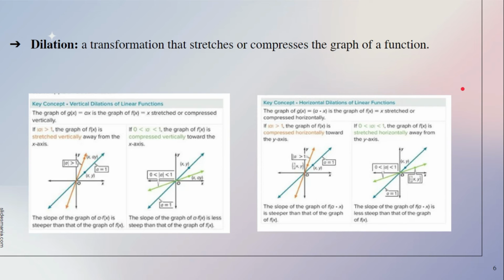The second transformation we will learn about is a dilation. A dilation stretches or compresses the graph of a function when a linear function is multiplied by a positive constant or a number greater than 1. The result is a vertical stretch. Here, it stretches vertically.